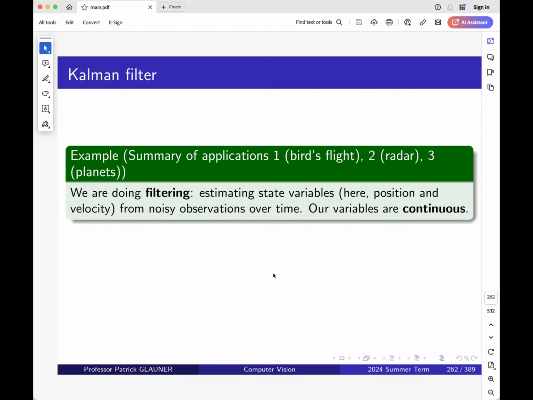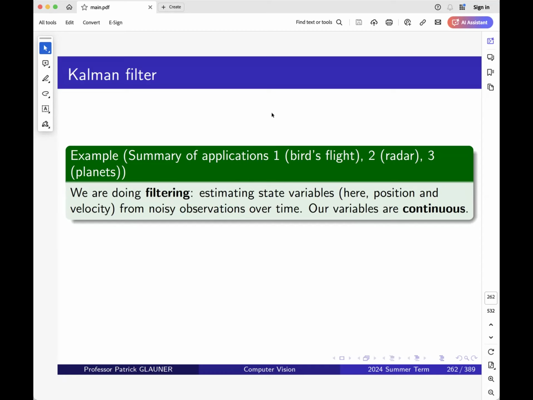And what these three examples have in common is that all our variables are continuous, because the position and the velocity of the bird's flight, the radar, and the planets are continuous. They're not discrete variables. In the examples we have seen with the temporal model and filtering, whether there is an umbrella or not, there was uncertainty, yes, but the variables are discrete. There's either an umbrella or not. And that's why we had this one probability and the other, and they added up to one.